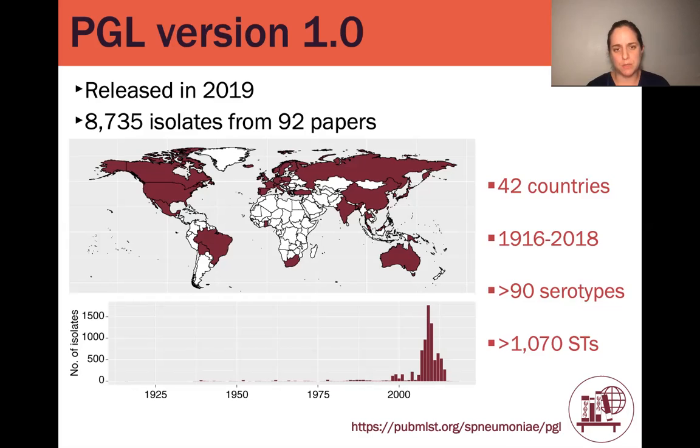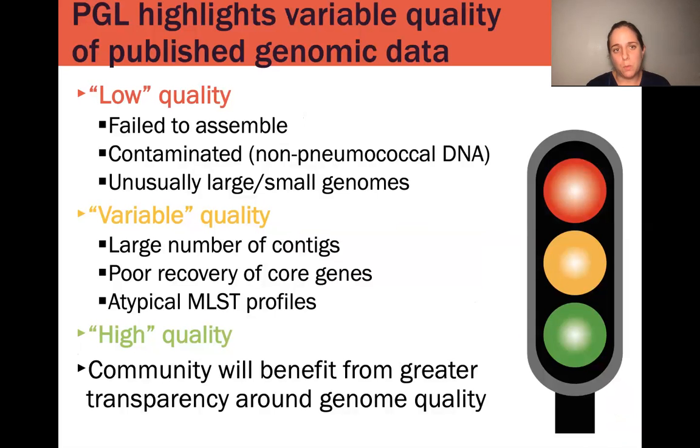So when we started working with the library and looking at the genomic data, we realized very quickly that actually the quality of the genomic data is quite variable, in spite of the fact that these are all published genomes. And we loosely categorize them either as low, variable, or high quality. When we say low quality, we're talking about sequence data that failed to produce an assembly at all, or sequencing data that was contaminated with non-pneumococcal DNA, or perhaps unusually large or small genomes.